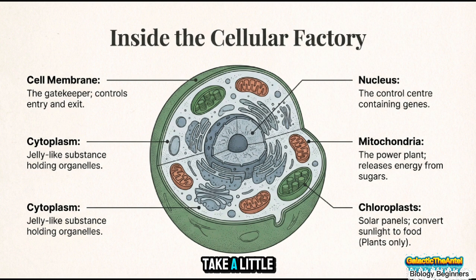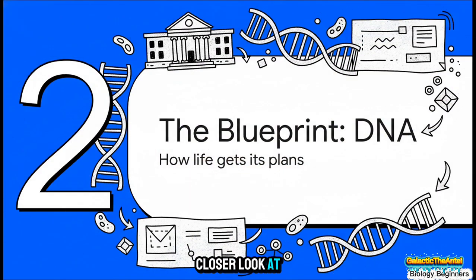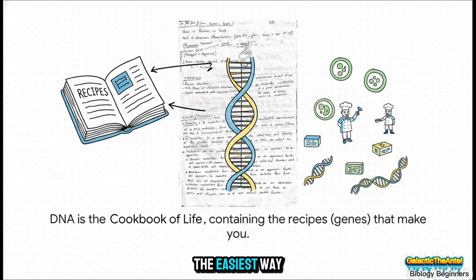Okay, so let's take a little trip into that city hall, into the nucleus, and get a closer look at that master blueprint we were talking about. This is where all the instructions for building and running the entire city are kept. And this incredible molecule is DNA. The easiest way to think about it? It's like a giant cookbook. And inside this cookbook are all the individual recipes, we call them genes, that hold the specific instructions for building and operating an entire living thing.